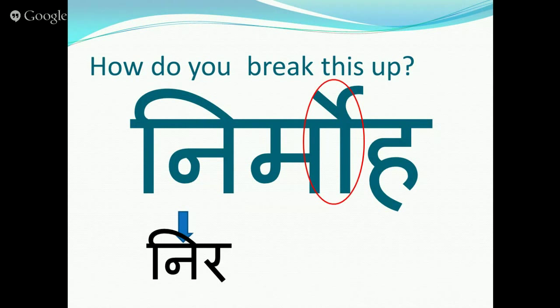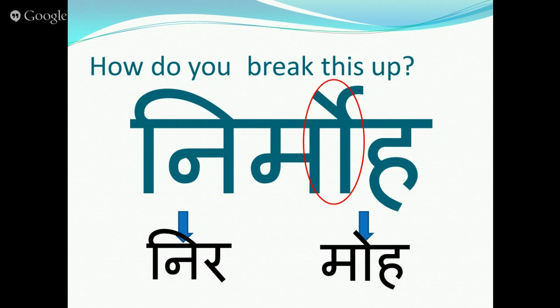How would we break this up? First syllable nir, second syllable mo. Remember the ha at the end is just an exhalation like a sigh. Nir, mo. Nirmo.